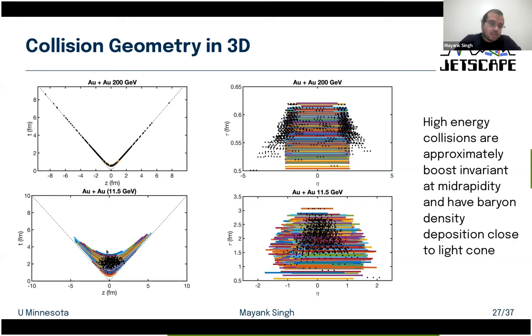For lower energy collisions, it's much more diffused. There's more baryon stopping at the center, and you see this in the tau-eta coordinates as well. There's more baryon at mid-rapidity, but in very high energy collisions, it all goes towards the edge of the system. So high energy collisions, 200 GeV and certainly LHC collisions, are almost boost invariant at mid-rapidity, and you can usually get away with 2D simulations if you're just concerned about this region. But not so much for the lower energy collisions.